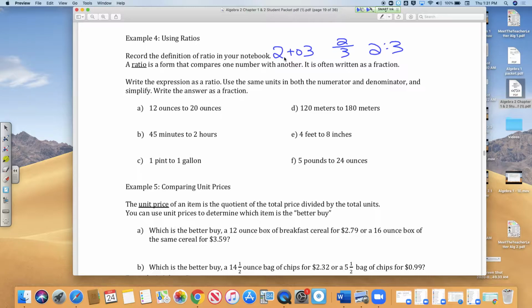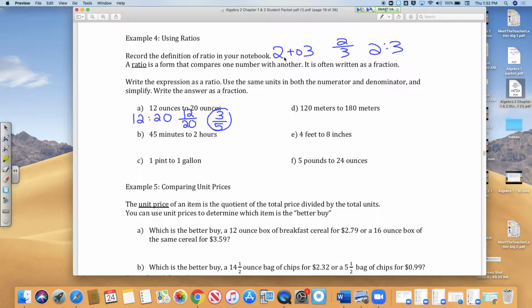So the first one is 12 ounces to 20 ounces. When we're writing ratios, we could write it like this, 12 to 20. Sometimes you might see ratios written like this, and you don't necessarily need the units once you have everything in the ratio. But I prefer to put it in fraction form because it helps me to remember to simplify it. The first number you see is always your numerator, and the second number you see is the denominator. Now, 12 over 20 can both be divided by a factor of 4, so this one would simplify to 3/5. 3/5 would be the final answer for the first one.